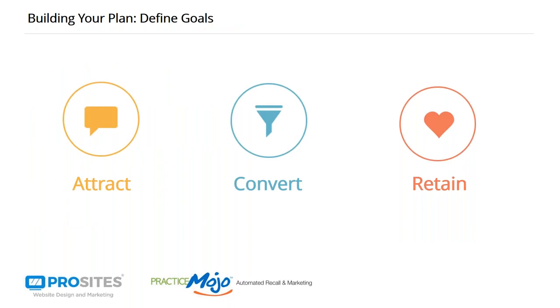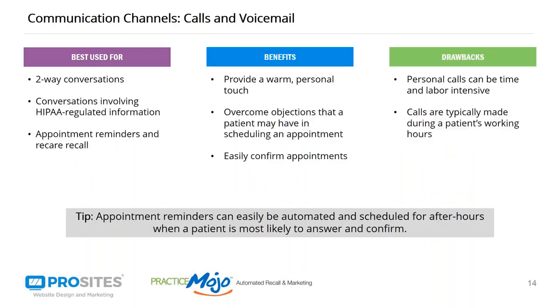So we talked about the most common goals: attract, convert, retain. If these are not your goals, or if you have something else, think about that, and then think about what types of communications are going to support that. Different channels: I'm going to walk through all of them so you understand what all of the options are, and then how it all ties together in a comprehensive plan.